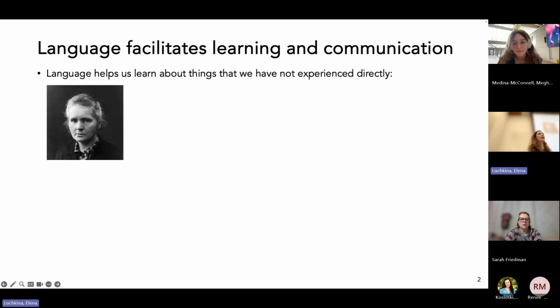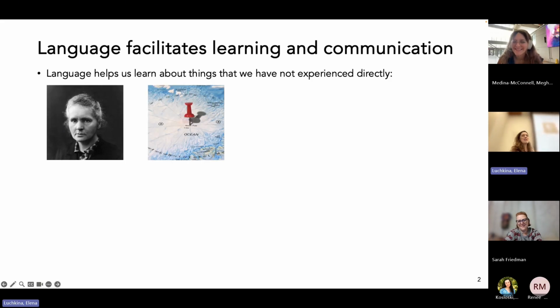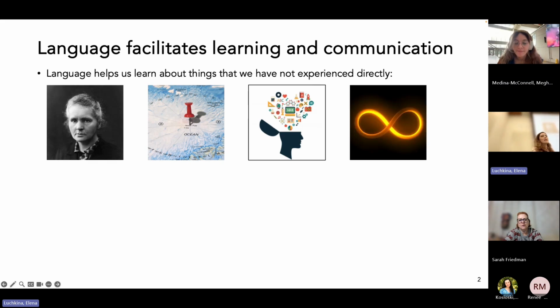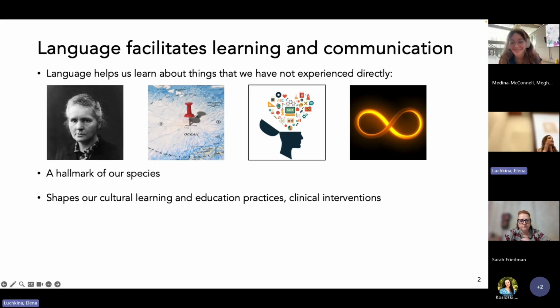This is Marie Curie. I'm pretty certain none of us have met her in person. The remote places, other people's thoughts, we cannot directly experience or observe them. And then there are also things that just don't have a perceptual manifestation, which are abstract ideas such as infinity. And this kind of communication is a hallmark of our species and practices, and it shapes our clinical interventions.